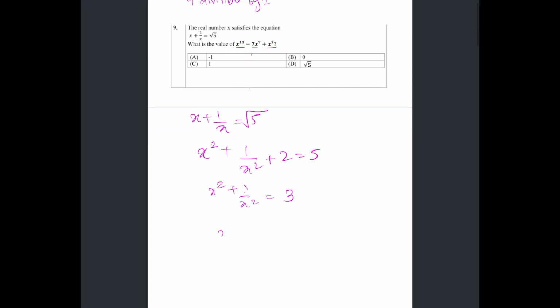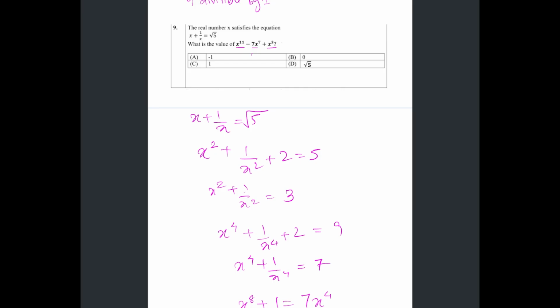Let's square it again. We get x^4 plus 1 by x^4 plus 2 equals 9. So x^4 plus 1 by x^4 equals 7. Now let's multiply the numerator and denominator, let's take the LCM of all the terms. We get x^8 plus 1 is equal to 7x^4. So we get x^8 minus 7x^4 plus 1 equals 0.